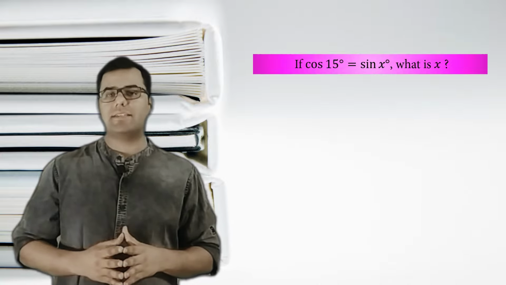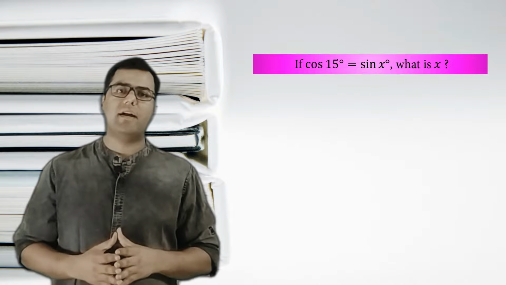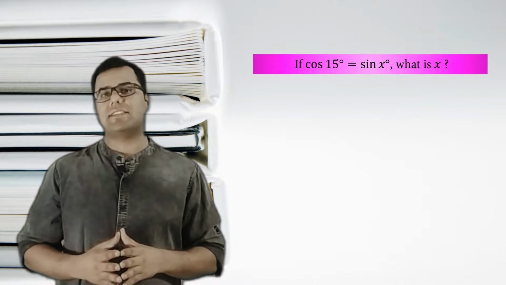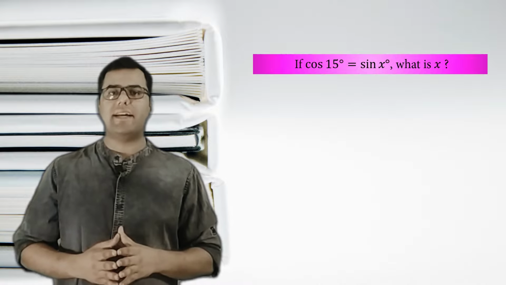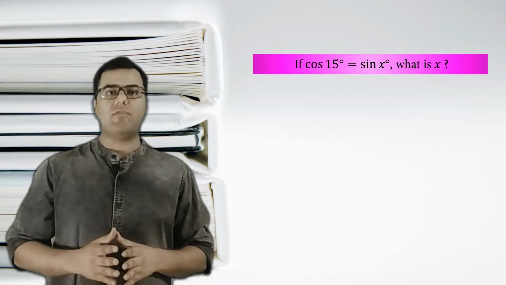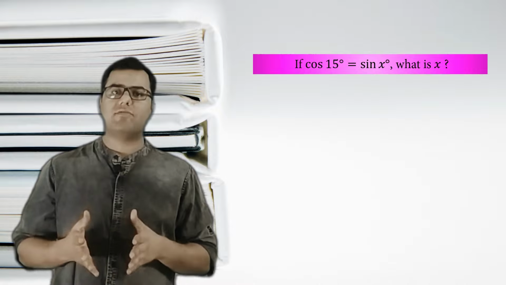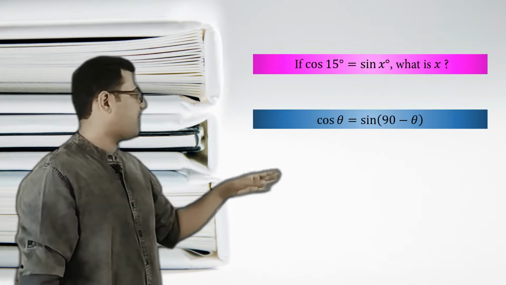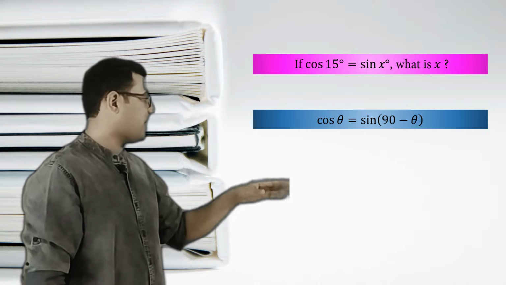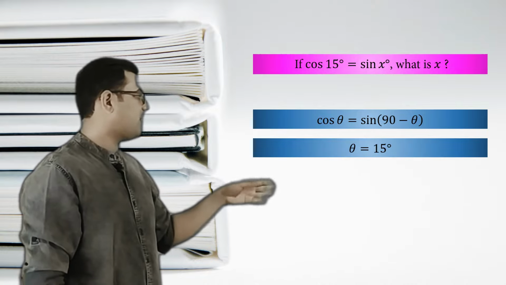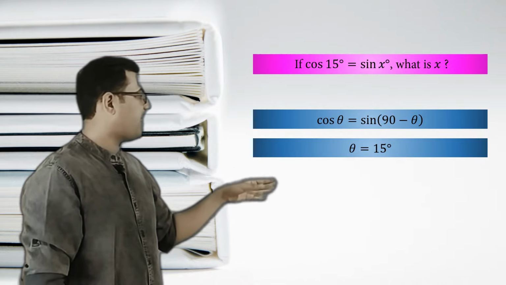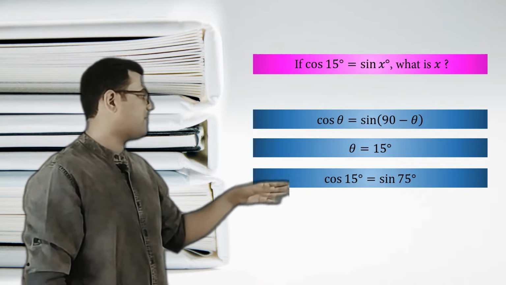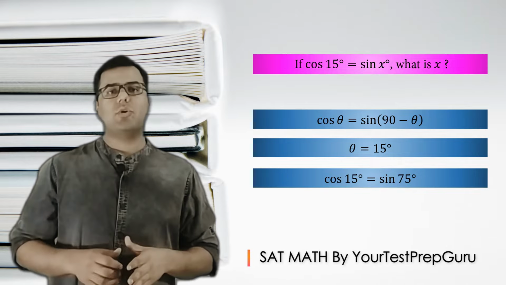Two simple formulas that I told you, you must remember. One of them was cos theta equals sin 90 minus theta, and another was that sin theta equals cos 90 minus theta. Now you have to apply knowledge of these formulas in this problem. I am saying that cos theta equals sin 90 minus theta. Now theta equals 15 degrees, so just put theta equals 15, and I have cos 15 equals sin 90 minus 15, that is 75. So x equals 75.